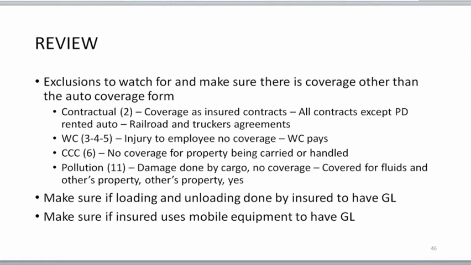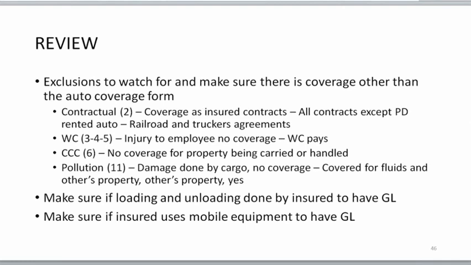We don't cover anything in the insured's care, custody, and control. Again, you buy that back by buying a cargo policy, or by buying hired car physical damage if they're leasing or borrowing other people's vehicles. Exclusion 11, we don't cover pollution. Damage done by cargo, no coverage. Fluids and other property needed to make the vehicle go are covered, other properties are not. So we don't cover it if your insureds are hauling anything hazardous as cargo and the cargo escapes. We buy that back by adding endorsement CA 99 48, that we'll talk about later.